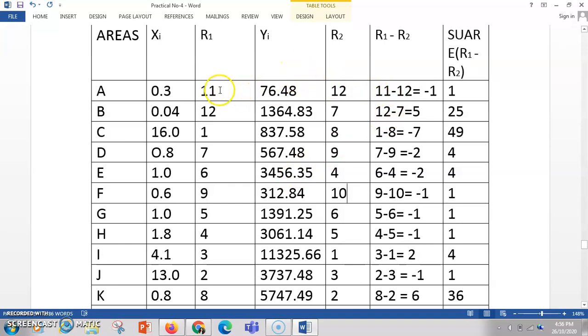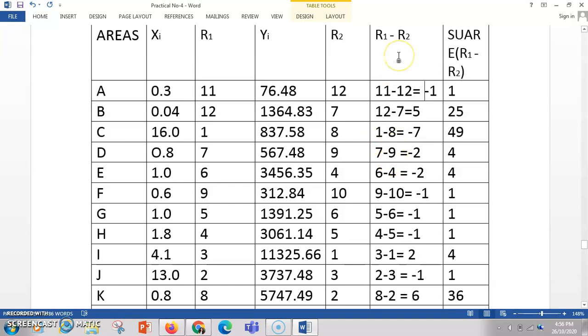Now here we have R1 is 11 and R2 is 12, so 11 minus 12 is minus 1. Now here R1 is 12, R2 is 7. 12 minus 7 is how much? 5. Again R1 is 1, R2 is 8. 1 minus 8 is what? Minus 7. Like that you have to solve and subtract R2 from R1.